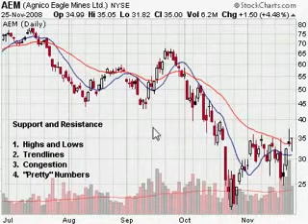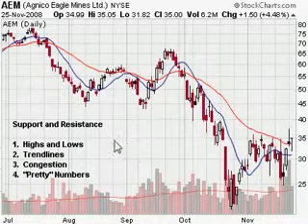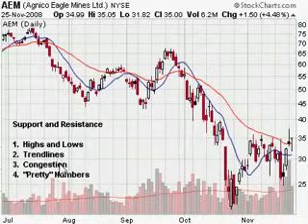So you can see these stocks running into resistance or finding support at these pretty numbers, as I call them, more easily on intraday charts, but a lot of times you will see it on the daily too. So for support and resistance, you want to look at the previous highs and lows, look at trend lines, look at congestion areas where you have overlapping candles, and look for these pretty numbers.